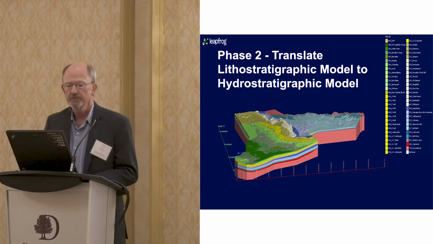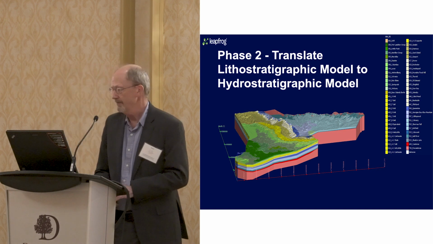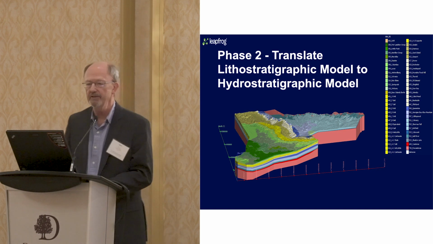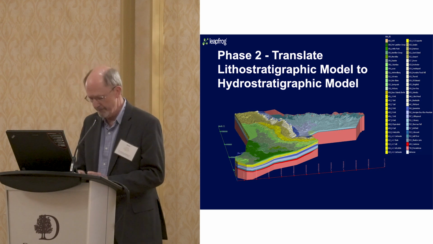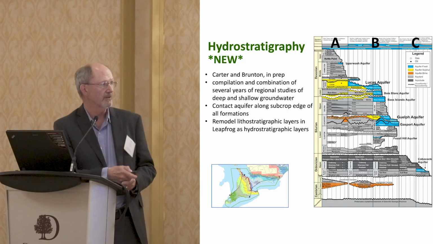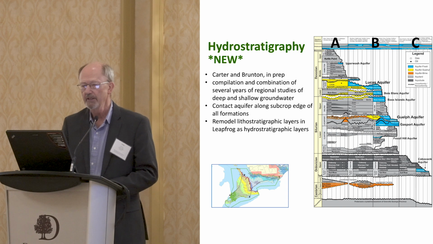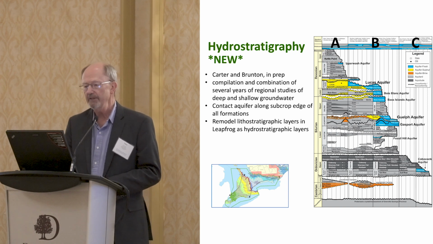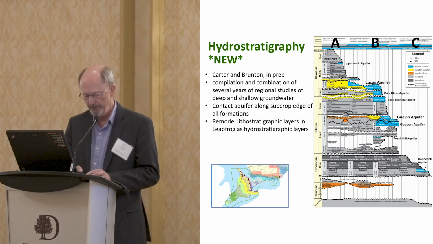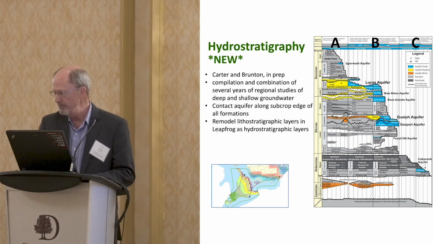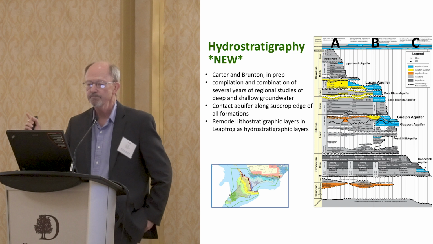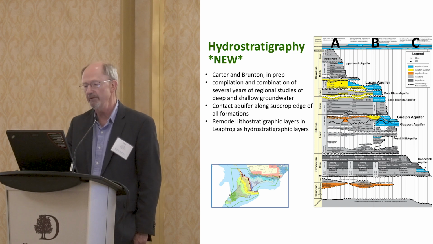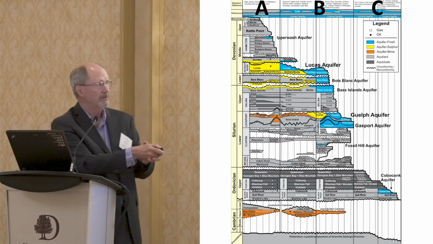So phase 2 will be to translate the rock stratigraphic model into a hydrostratigraphic model. So where does the water occur in these rocks? So this is a hydrostratigraphic chart. This is new. This hasn't been released yet. So it's the same as the rock stratigraphic chart. The rocks that have water in them are colored on here according to the color code up here.